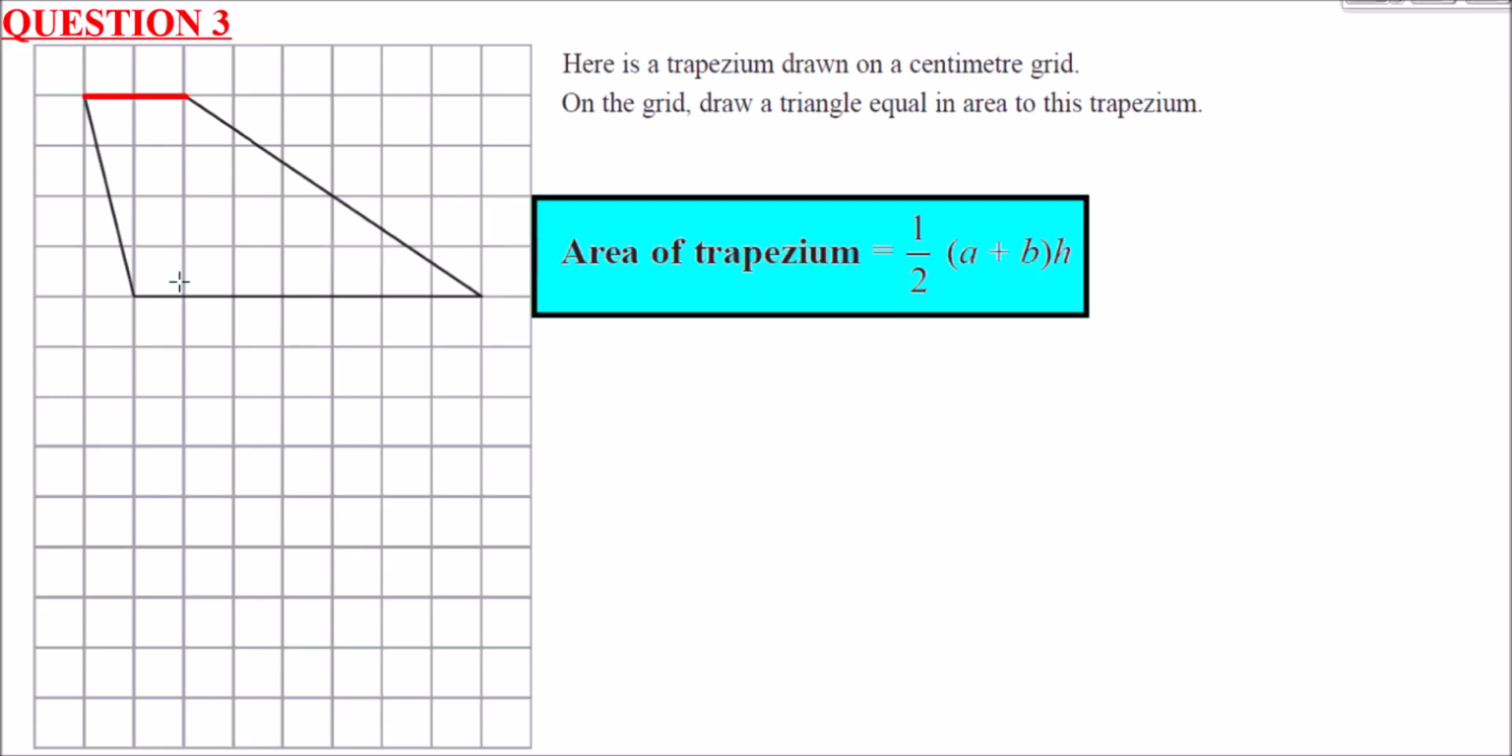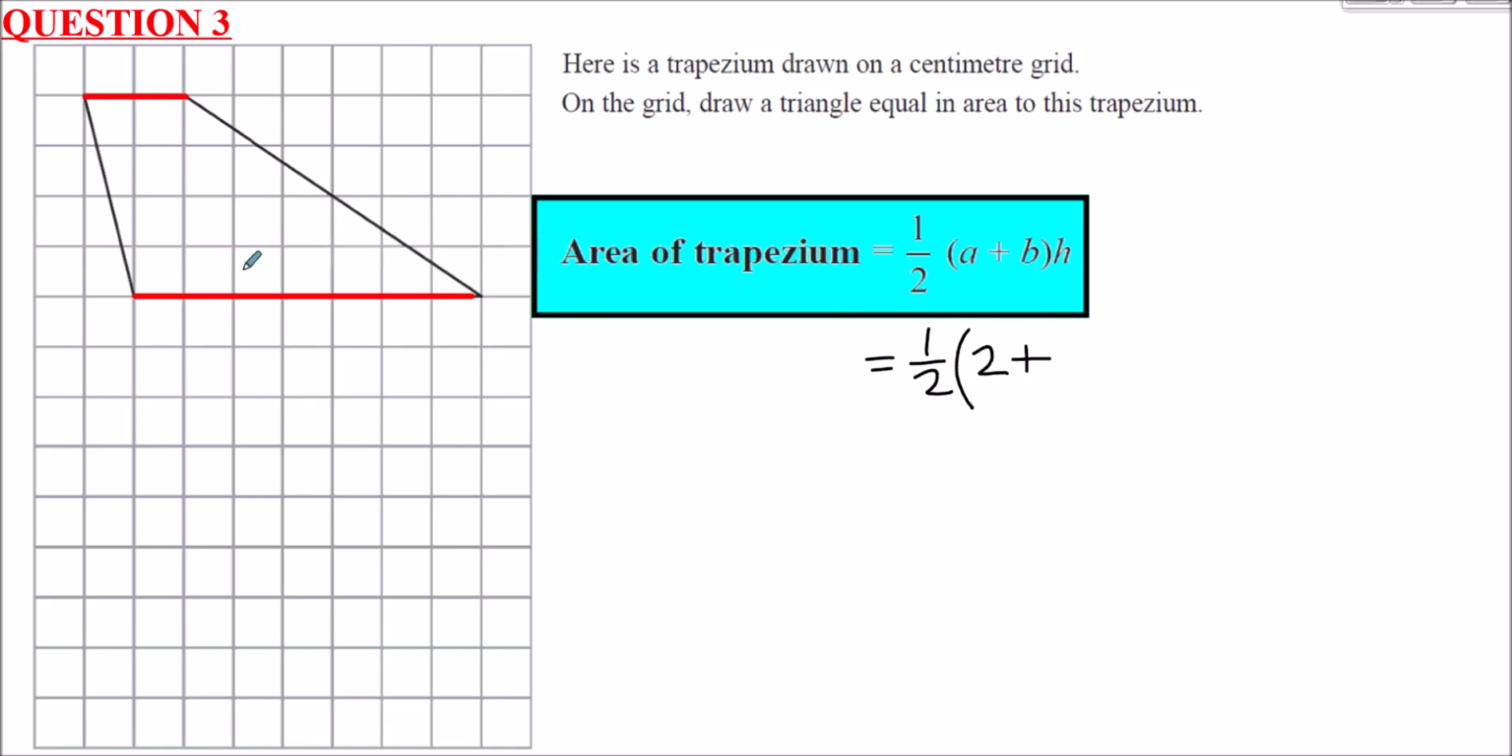So a could be that one, and the other one, b, is that one. So in any order, a and b are the two sides of the trapezium which are parallel. So for this one, it's half of, well, a is 2 squares long.